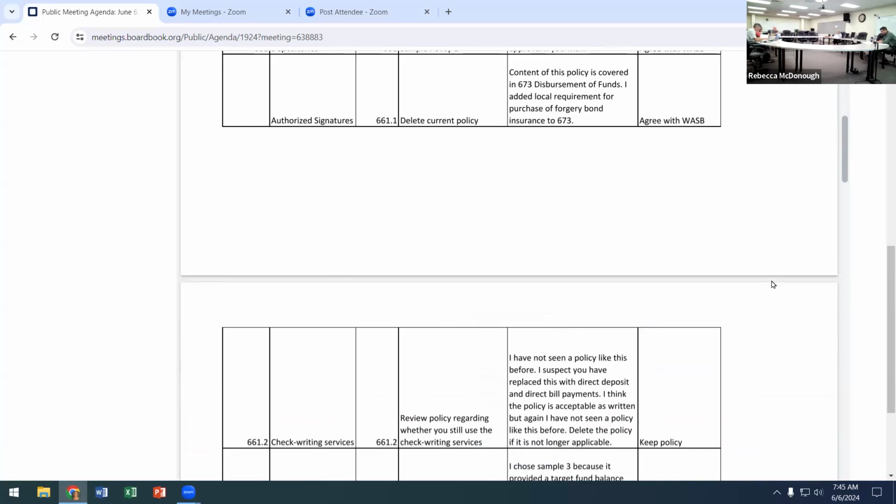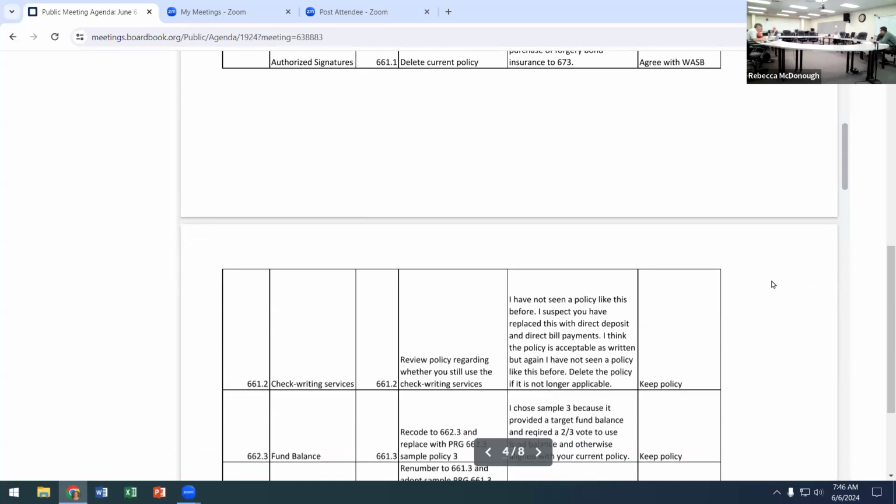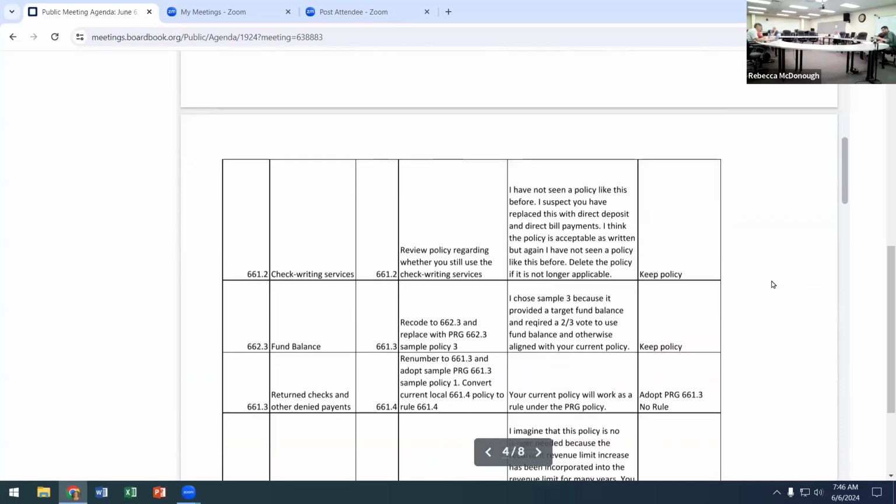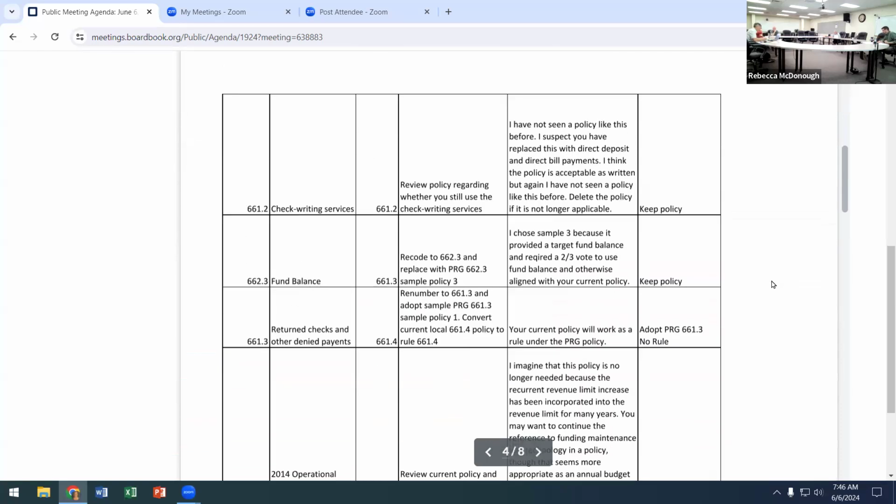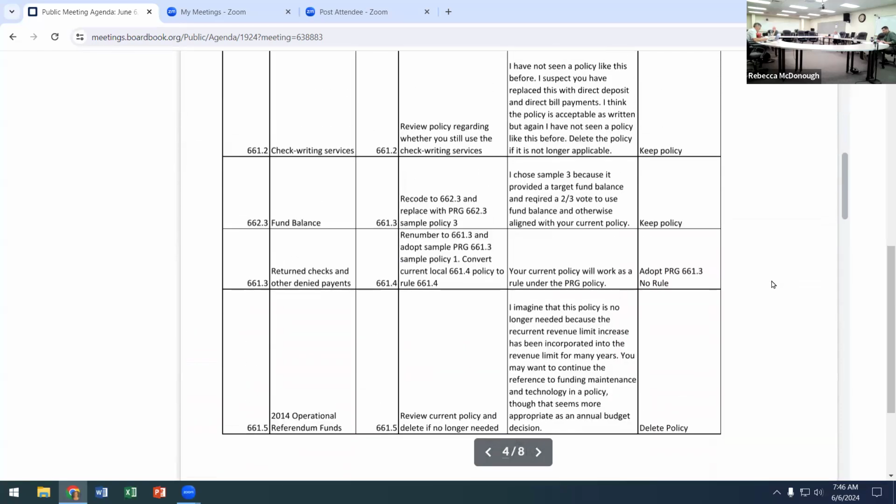The next one, 661.1, authorized signatures. We're actually looking to delete this policy because it's already covered under a subsequent policy, 673, disbursement of funds. So that's one we'll look at in a few minutes. But we don't feel we need this current policy segregated out any longer. We'll include it in 673.